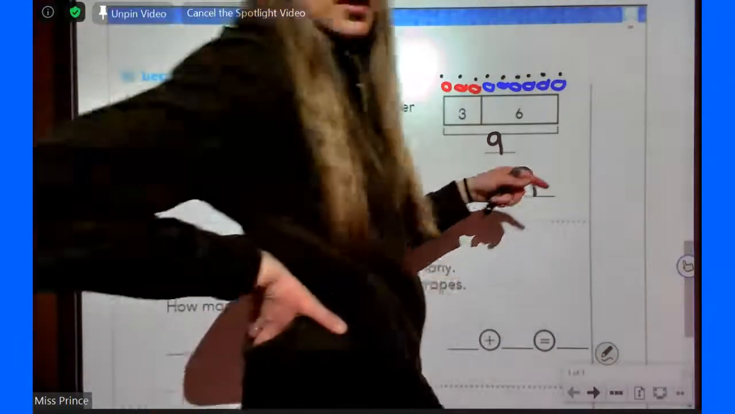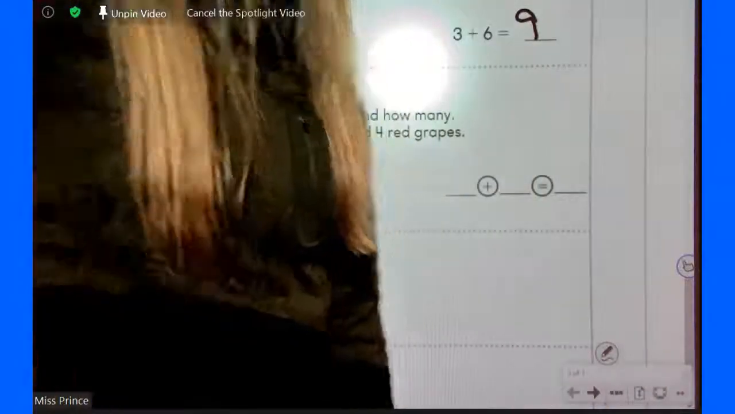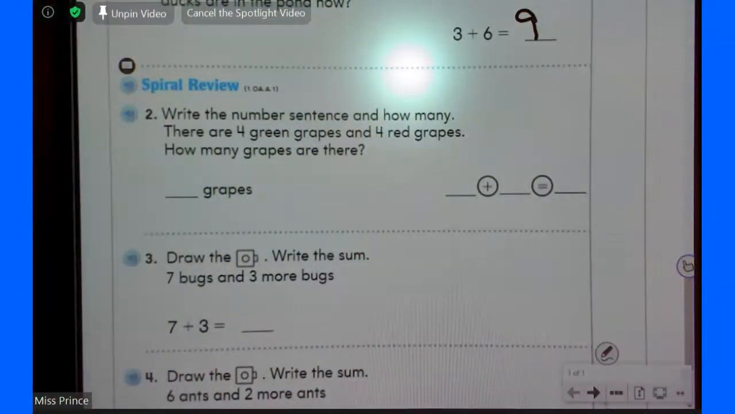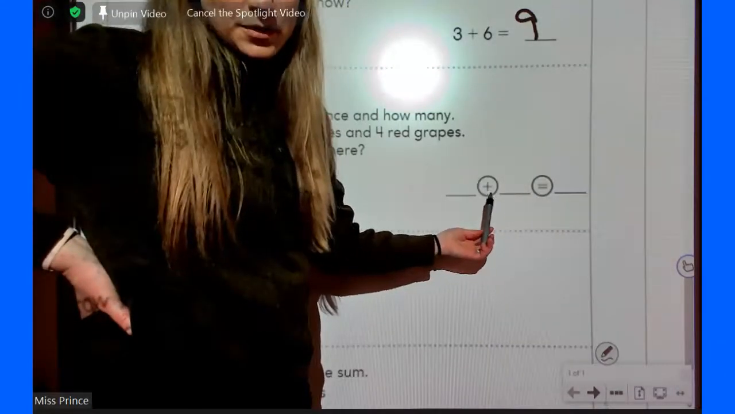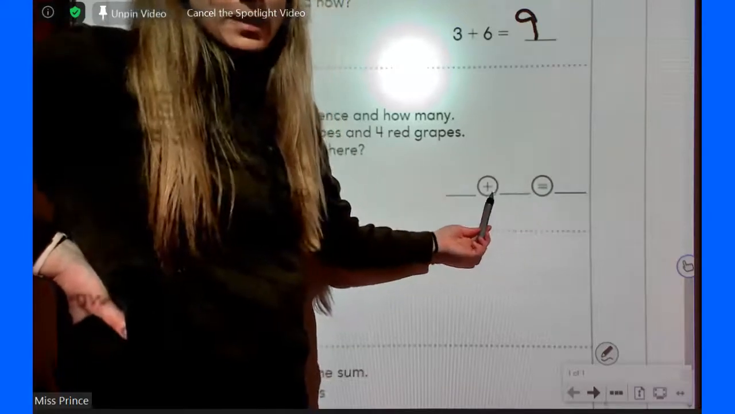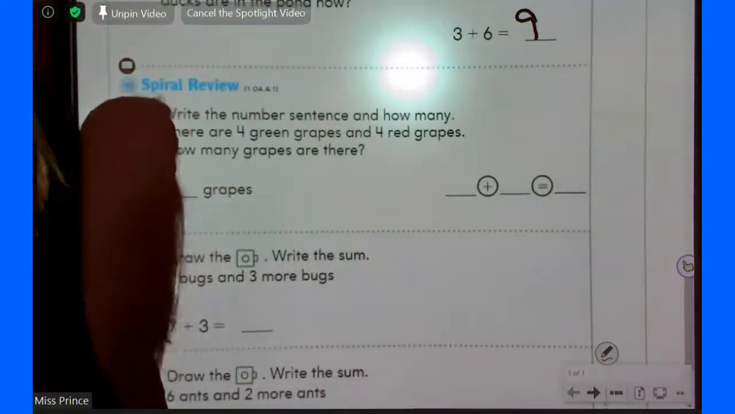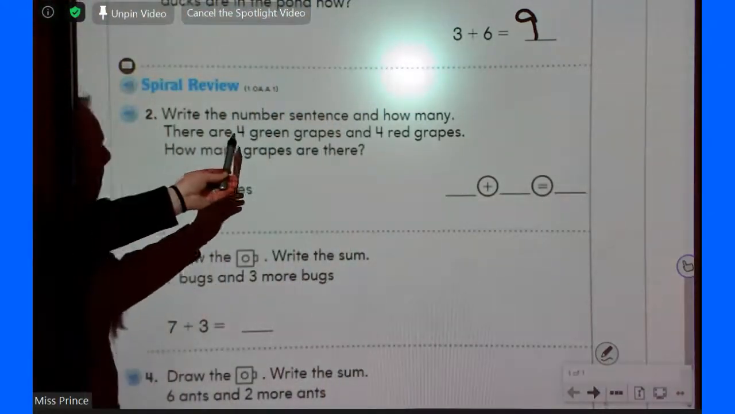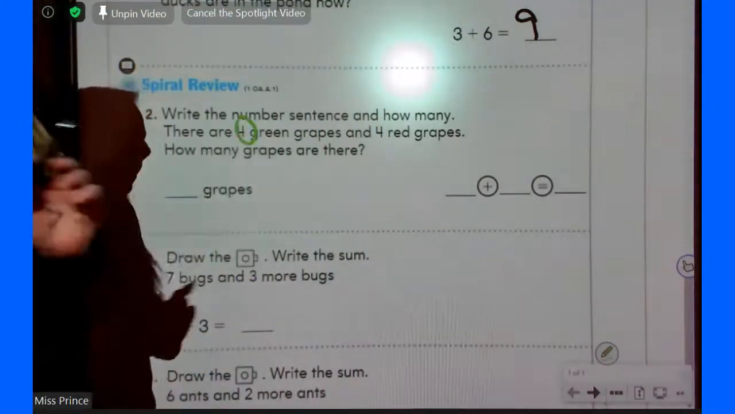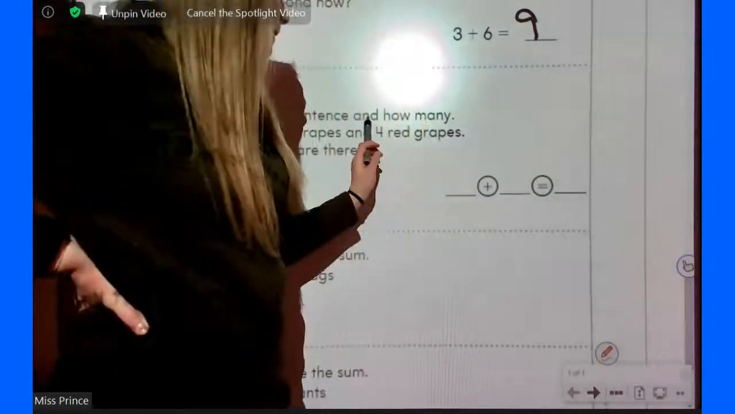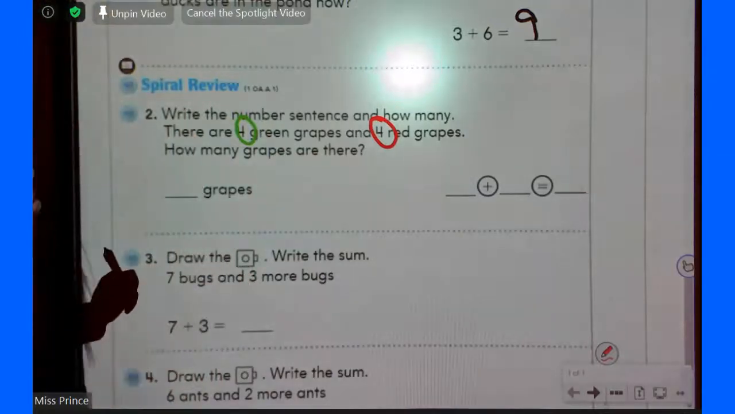Ooh, spiral review. Review means we've already done it, so this should be easy peasy. We have a number sentence to fill in. Do you guys have the symbols already filled in on your paper, or are they blank? They're filled in? Okay. There are 4 green grapes. Ooh, so if you want to get a green crayon ready, that'll be cool. 4 green grapes and 4 red grapes. How many grapes are there?